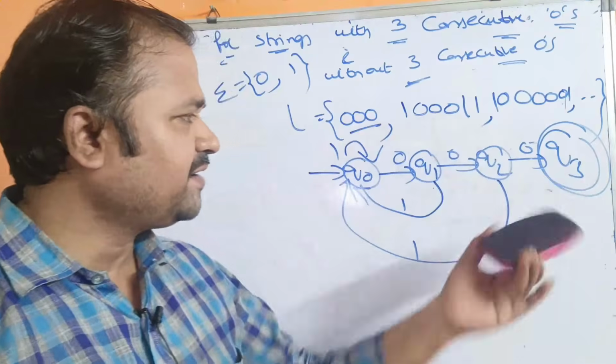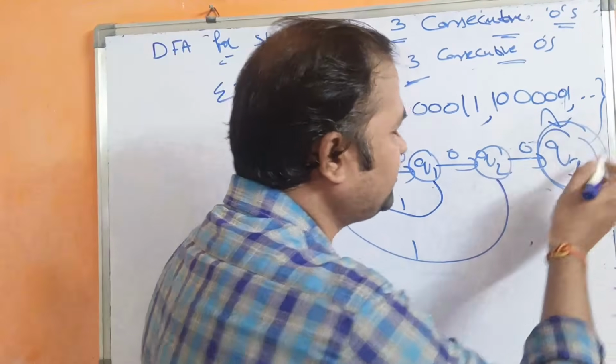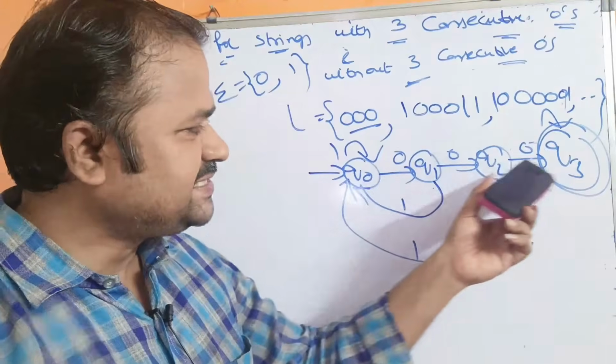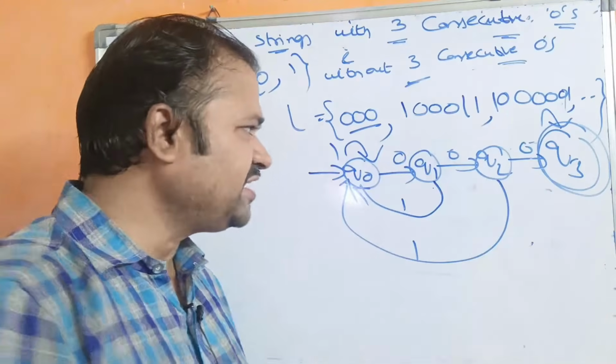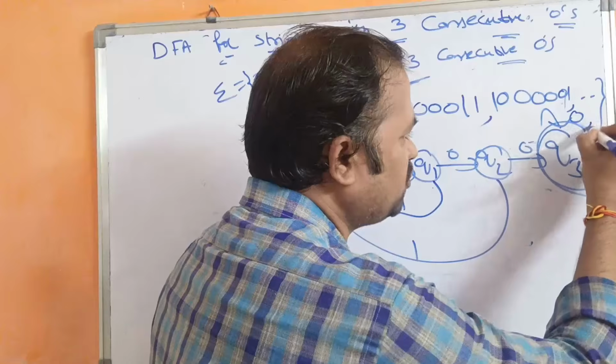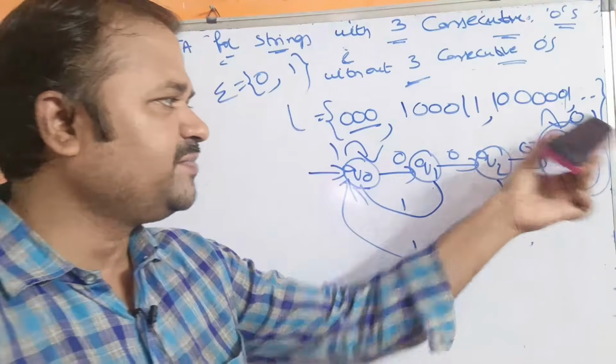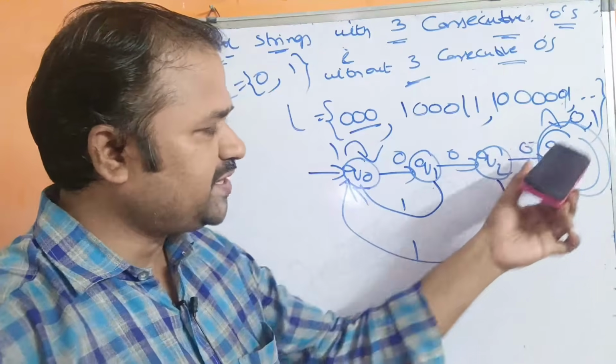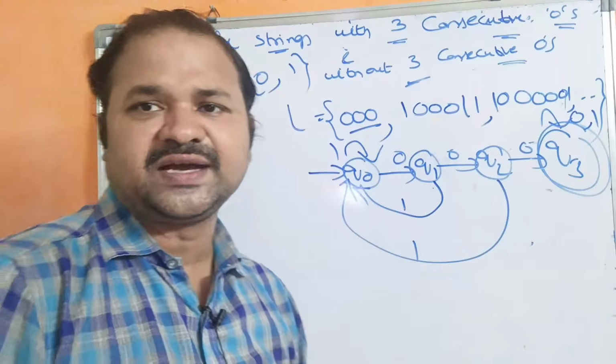Next we need to apply 0 and 1. After these 3 consecutive zeros we can have any number of zeros and ones, so there is no problem on this. So 0 and 1 on Q3 means it will go to Q3 only.